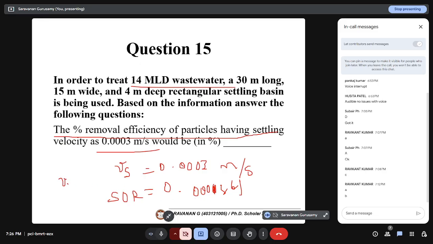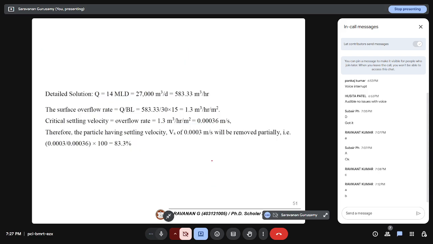So Vs is less than SOR. So it will not settle. Flow is higher. So flow is faster than the settling velocity. But some particle will settle. How much particle will settle? That efficiency is Vs by SOR. So divide these two, 0.003 by 0.0036. You will get 83.3% is my removal efficiency. If it is also 0.003 surface overflow rate, I can maintain 100% efficiency. So flow is slightly higher.